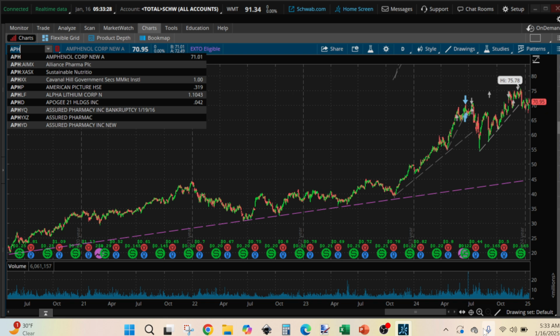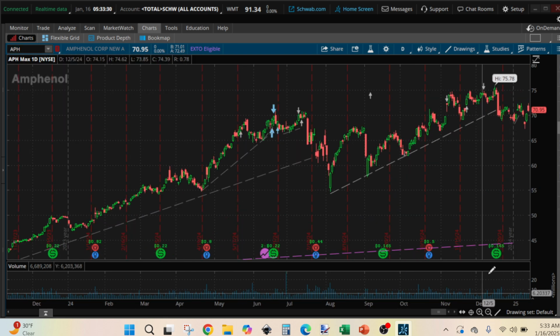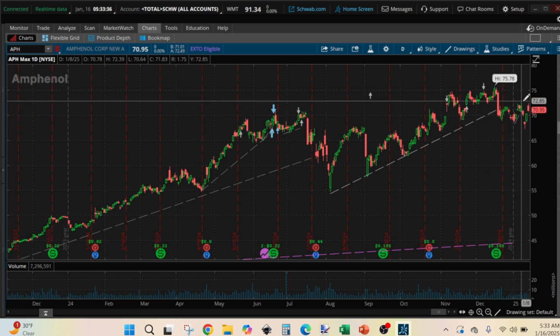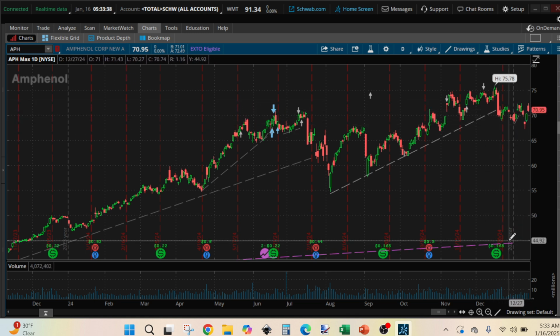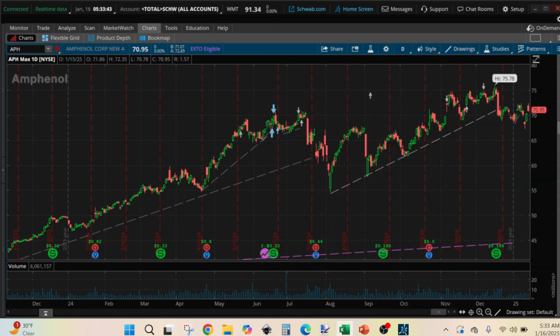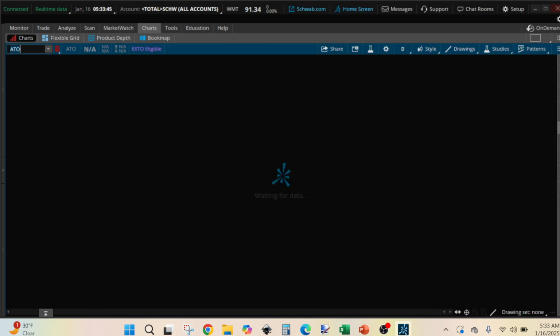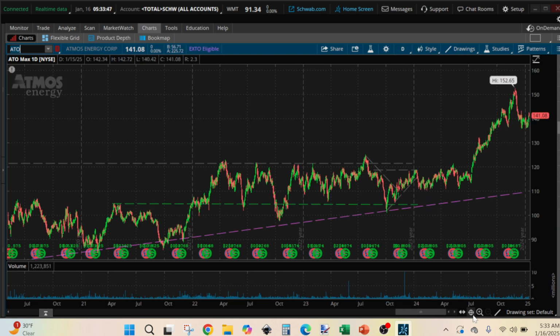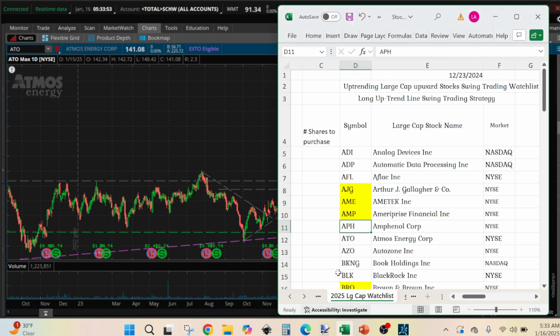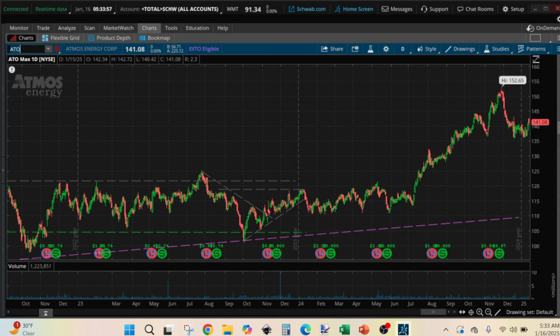So APH is still around this trend line, but is below it, but again far from the trend line we like to buy at. The next one is ATO. So ATO is up there, far from where we like to buy. Yesterday was a pullback because of that red bar.